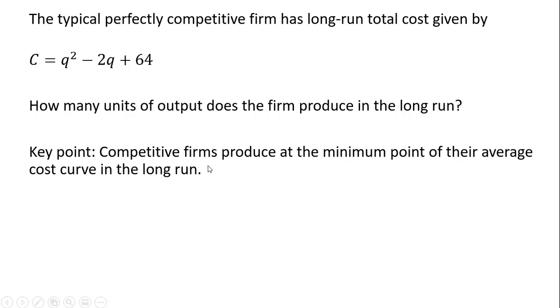The key point is that competitive firms produce at the minimum point of their average cost curve in the long run, the efficient scale. So what we want to do is solve for average cost. We're going to take this total cost equation and divide it through by Q. So average cost is total cost, or C, divided by Q. So we get the following: Q minus 2 plus 64 divided by Q. So once again, our average cost.